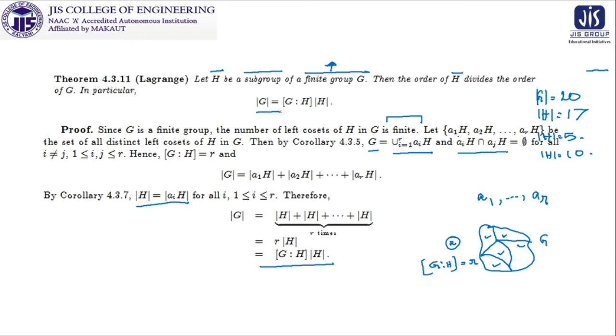What is actually our target to prove? Most importantly, the order of the mother group and the order of the subgroup. The order of the subgroup divides the order of the mother group. That is why you can write that the cardinality of G is equal to the index of H in G into the cardinality of H. Okay. So proceeding further, we can say that the order of H divides the order of G.